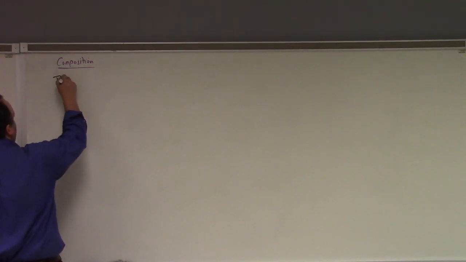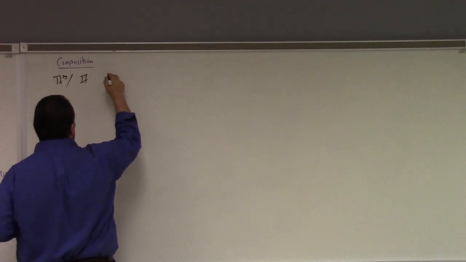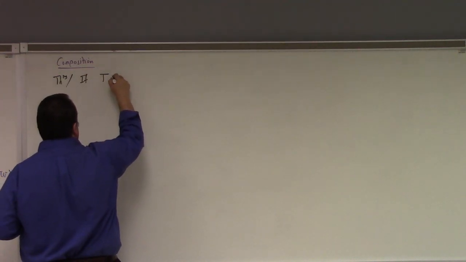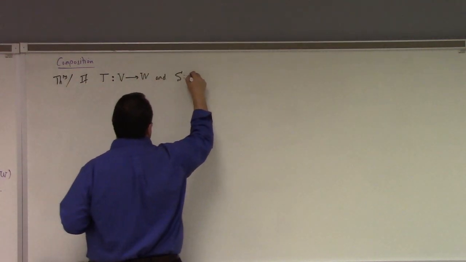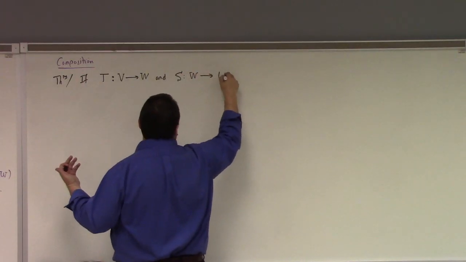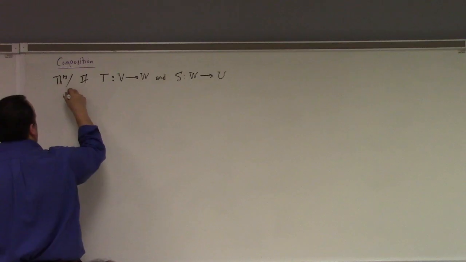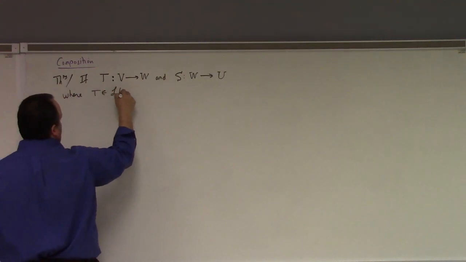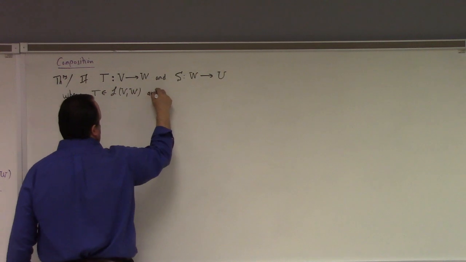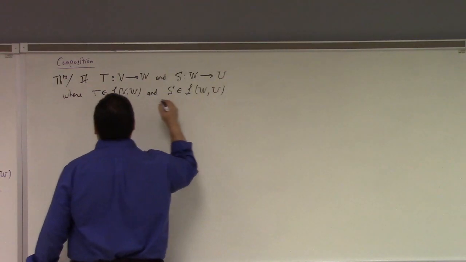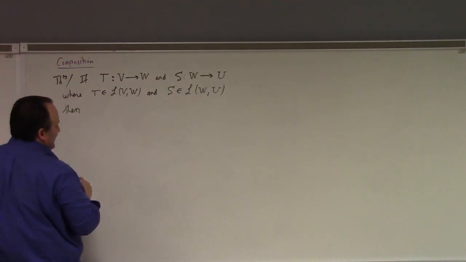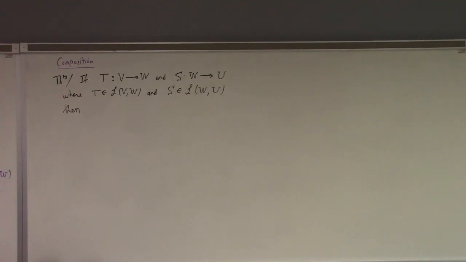So theorem: let's say T is a mapping from V to W and S is a mapping from W to, let's say, U, where T, of course, is a linear map from V to W and S a linear map from W to U. Then you guys tell me, which composition can I make? T composed with S or S composed with T? Which one is nonsense? Which one is allowed? What should I write down here?